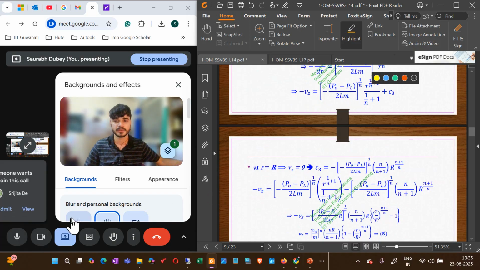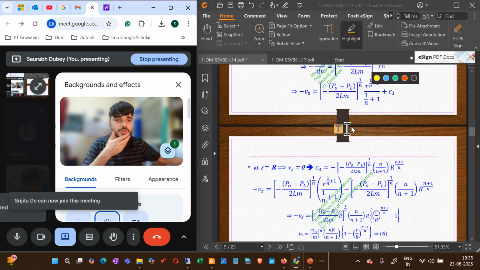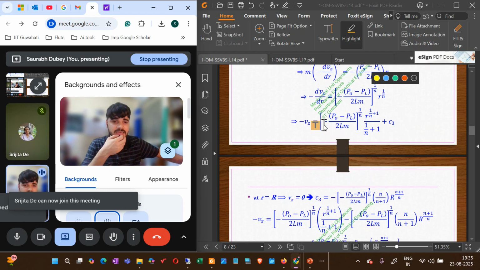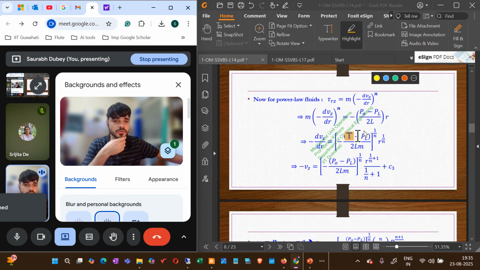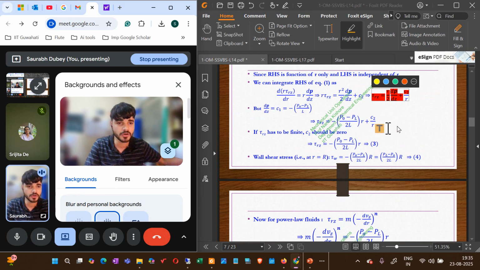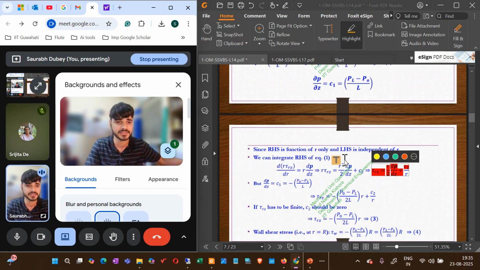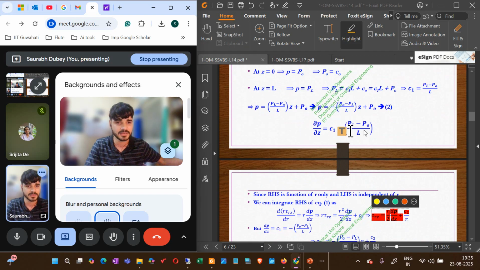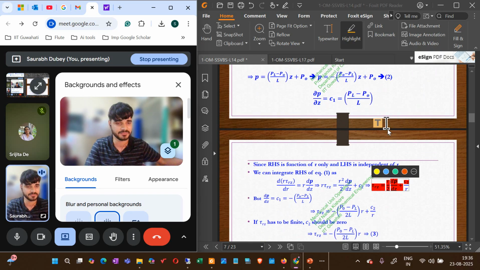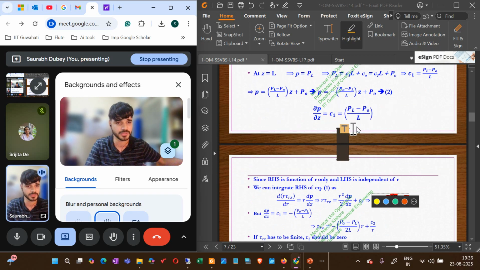Till now we got to know that tau rz is P0 minus PL divided by 2L times r. So this shear stress is a function of r, and this is the general equation. These two equations, the shear stress tau rz and dp by dz equals PL minus P0 by L, are applicable for any kind of fluid. Till now we have not made any assumption of a Newtonian fluid or anything.